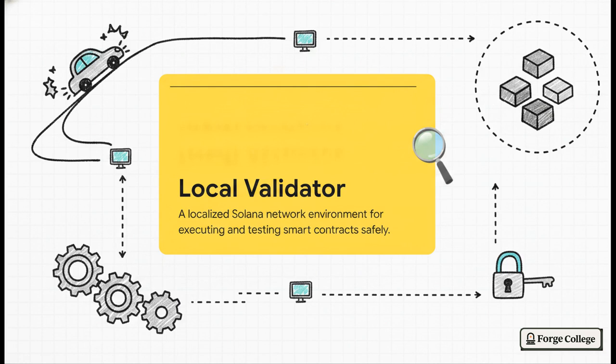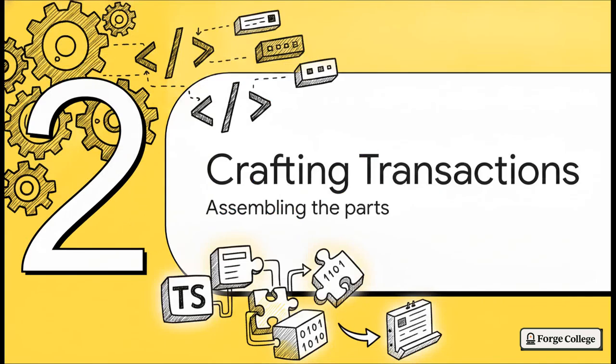You get infinite test tokens, instant transaction finality. You can literally crash the car a dozen times and no one is around to laugh at you. It is exactly what we need for rapid, stress-free testing. Okay, the shop is open. Now, let's actually assemble some parts and start crafting these transactions.